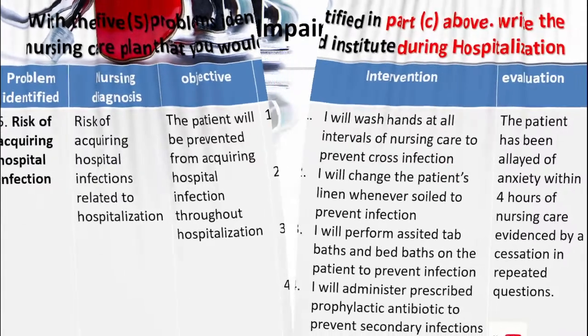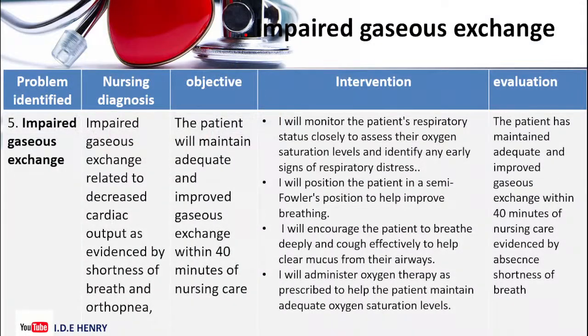Alright, having said that, ladies and gentlemen, the other problem is that of impaired gaseous exchange. So impaired gaseous exchange related to decreased cardiac output, as evidenced by shortness of breath and orthopnea. Your objective should be SMART. The patient will maintain adequate and improved gaseous exchange within 40 minutes of nursing care, alright?